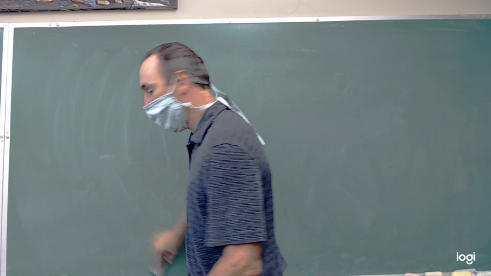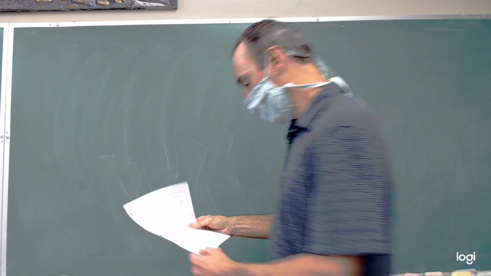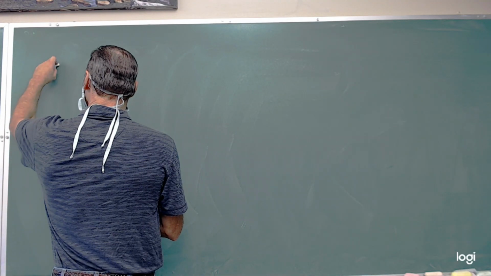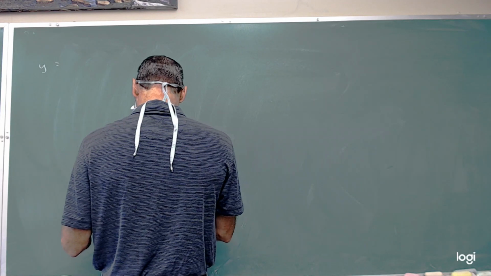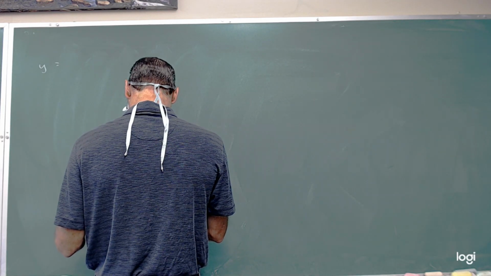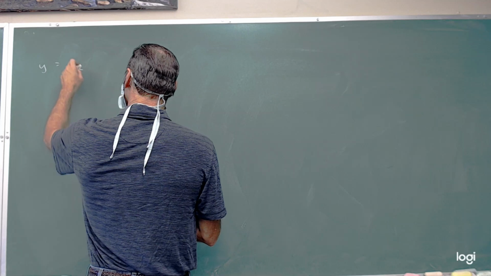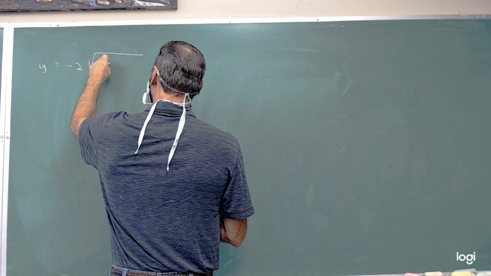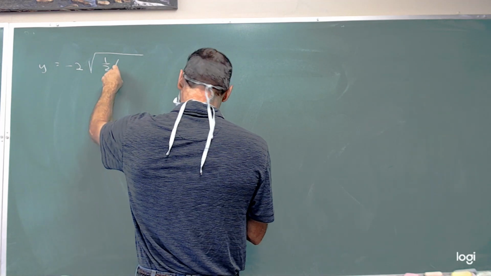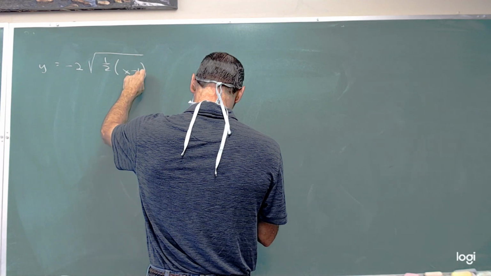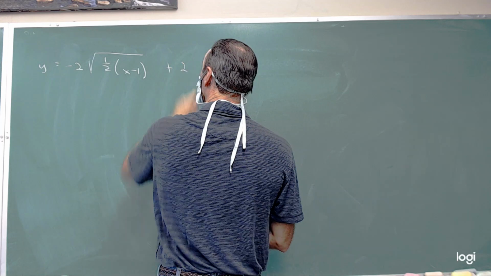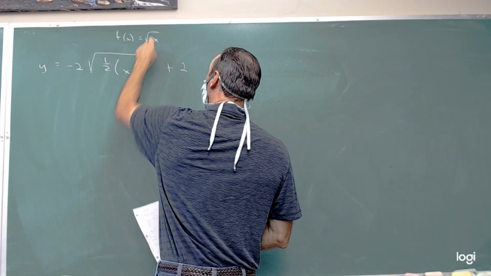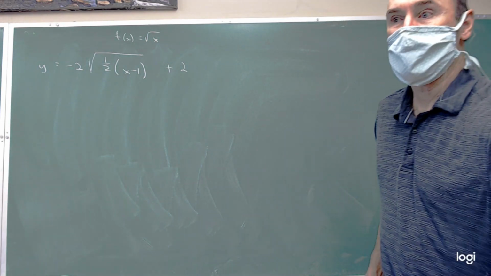Okay, so let's try y is equal to, let's go -2 times the square root of 1/2 x minus 1, plus 2. So our f of x here is that square root of x function. So that's our parent function.